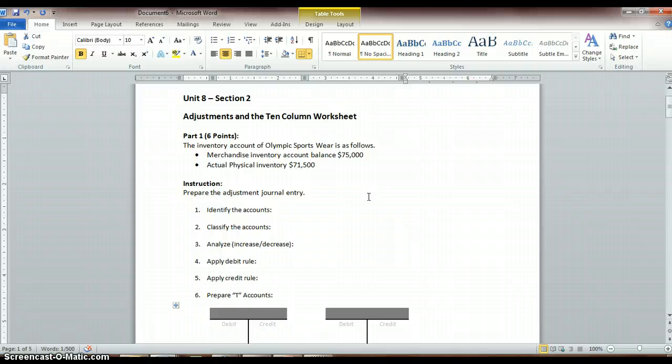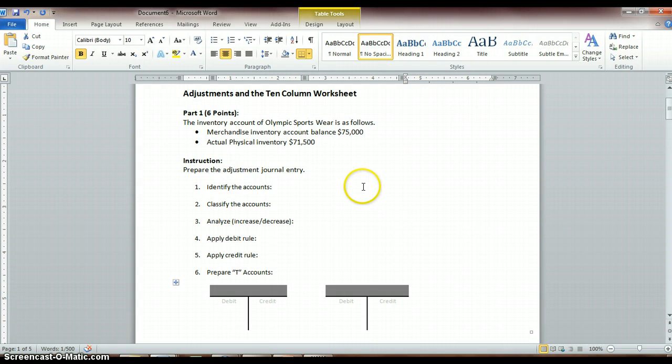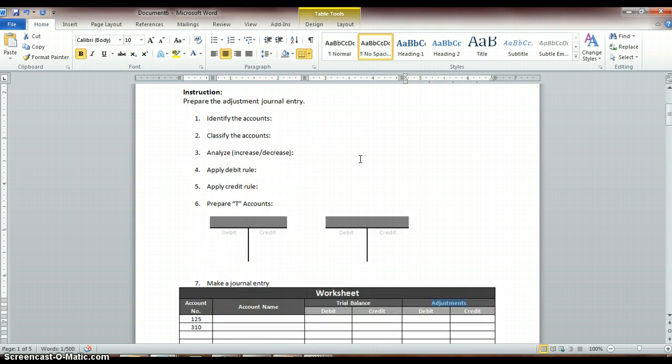So in part one, it states that the inventory account of Olympic Sportswear is as follows. The account balance for merchandise inventory is $75,000, and the actual physical inventory is $71,500. So you might be wondering how the amount changes, and why wouldn't they have recorded it? In this case, it could be that the value of some of our items has gone down, and that led to the decrease in value of our physical inventory. So we need to account for these adjustments and fill out the correct T accounts and make the appropriate journal or worksheet entry.